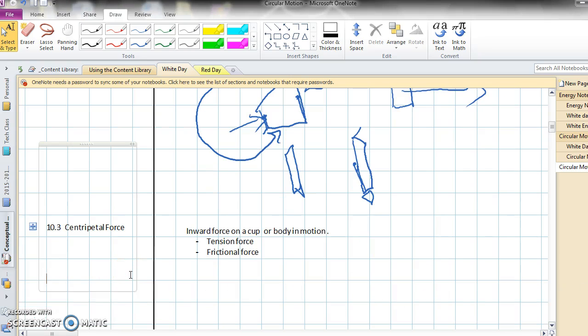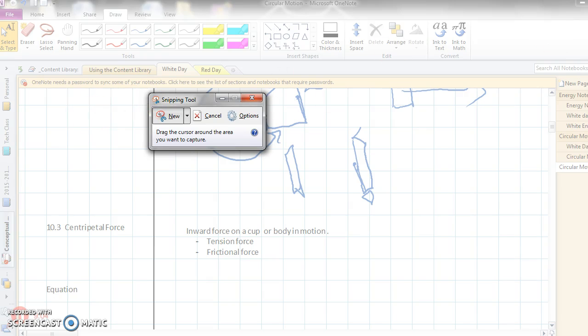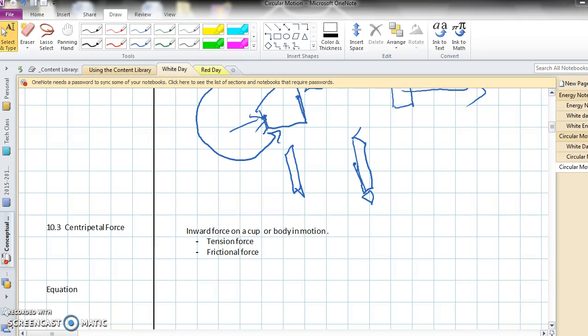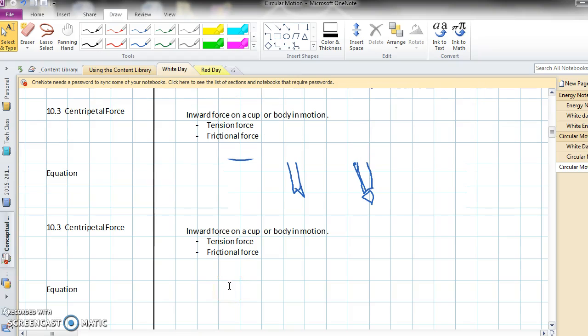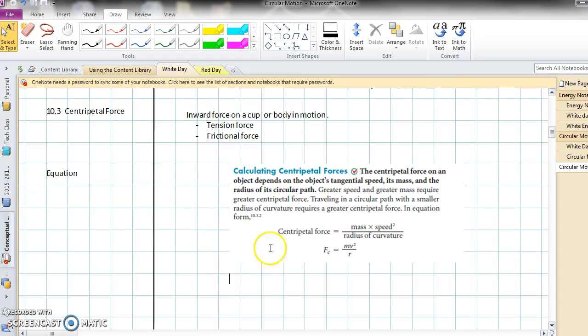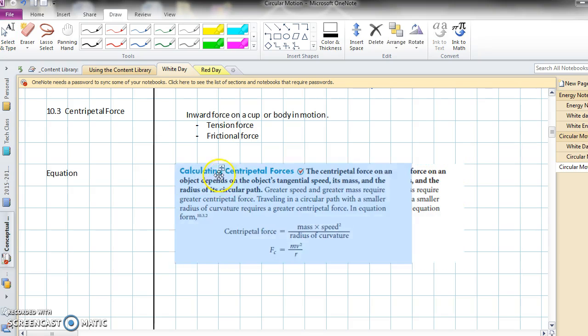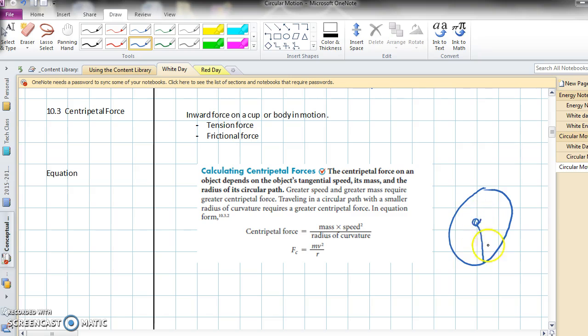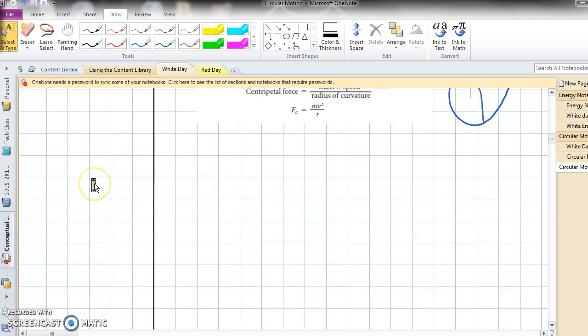Alright, now we have an equation that goes with this. The equation, I'm just going to copy paste it for lack of time. There we go. So the equation looks like this. And there it is. Okay, centripetal force is mass times speed squared divided by radius of curvature. So we have our circle. Here's your radius. This is the radius of the curve. And then your speed. So that's how you can calculate it. That's all we're going to get to today.